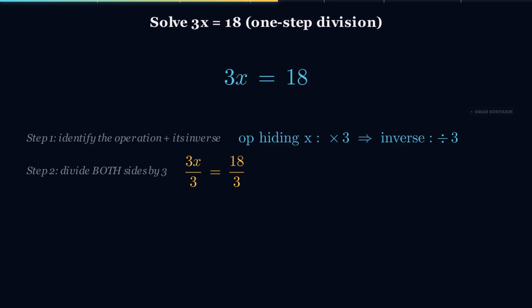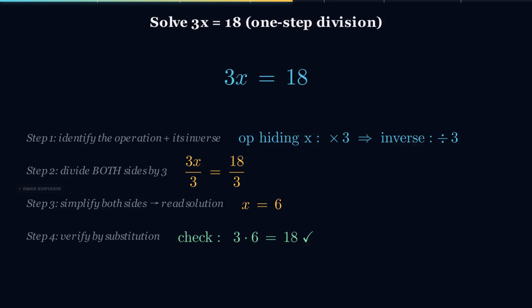The left side becomes 3x divided by 3, which simplifies to x because the 3 in the numerator cancels with the 3 in the denominator. The right side becomes 18 divided by 3, which equals 6. The equation has now been transformed into x equals 6. Step 3. Read off the solution. The equation x equals 6 is in the goal form. The solution is x equals 6, the unique number that makes the original equation true.